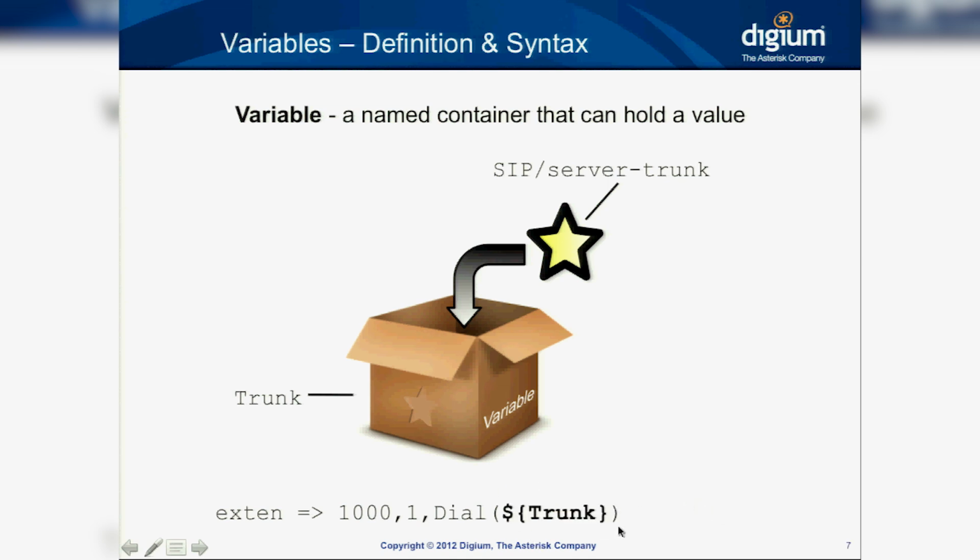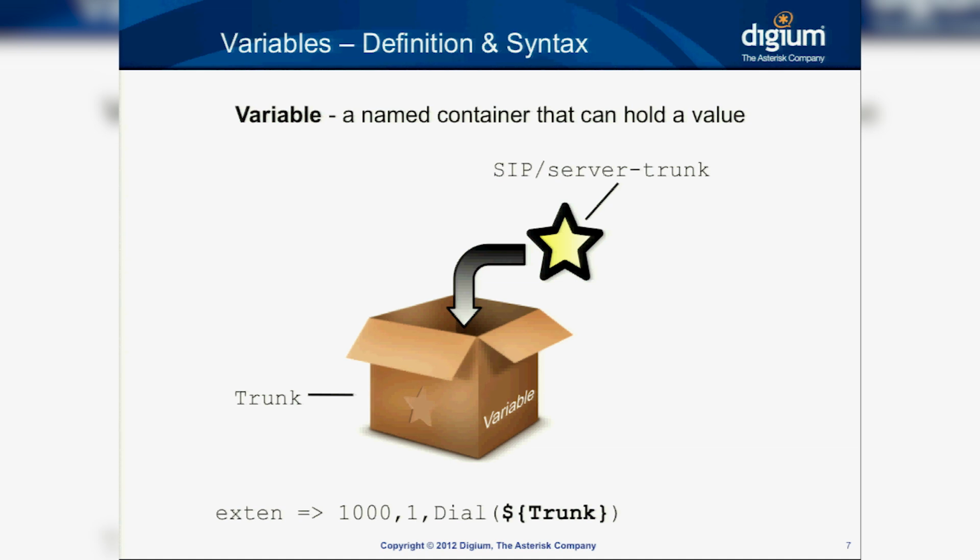So I can dial this full string, SIP/server trunk, or I can just use the variable. I can just say dial trunk. And when I dial trunk, I'm dereferencing the variable, which basically means give me what's inside the variable, with a $ sign and curly brackets. And so when I use a $ sign and curly brackets, it says give me what's inside. So the idea here is that if I have a cup, whatever I put in the cup, I say give me the cup, and I get what's inside. So if the cup's got Red Bull, I get Red Bull. If the cup's got Dr. Pepper, I get Dr. Pepper. In this case, the cup has SIP/server trunk.